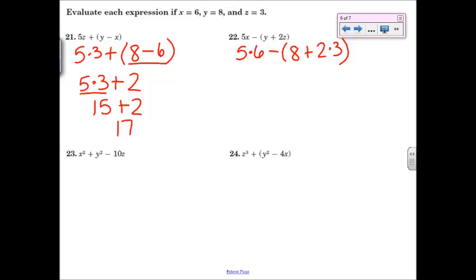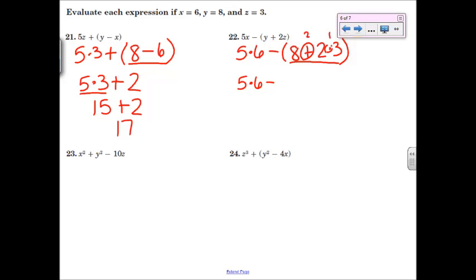So the first thing that you look at is the parentheses. And remember, inside the parentheses, you also follow the order of operations. So inside those parentheses, multiplication is going to come before addition. So I'm going to do multiplication first, addition second. So 5 times 6 is going to chill out for a while because I got to deal with the parentheses.